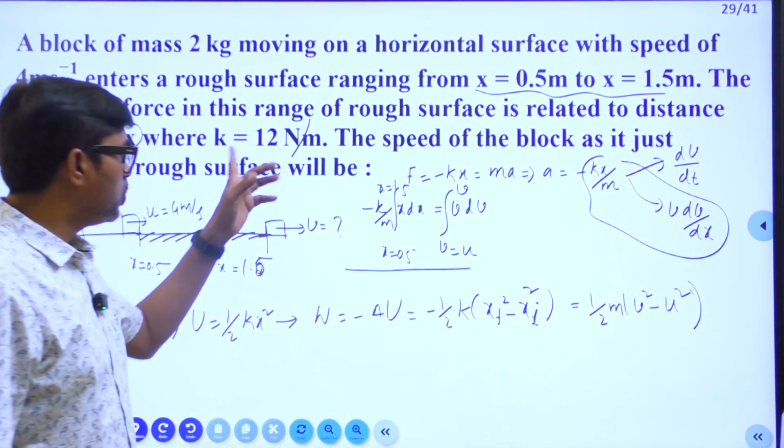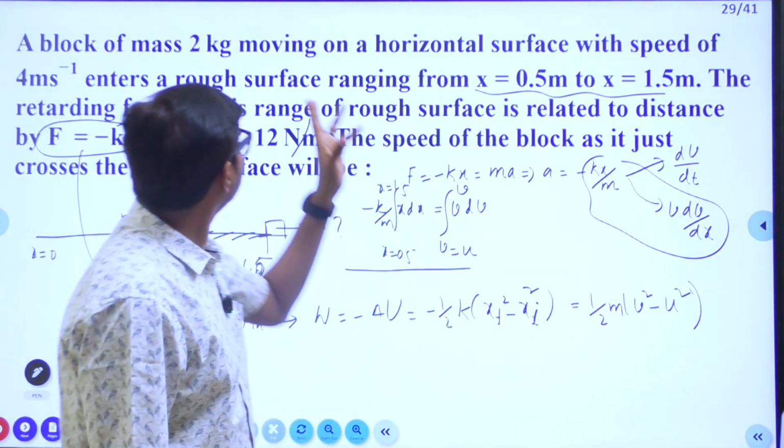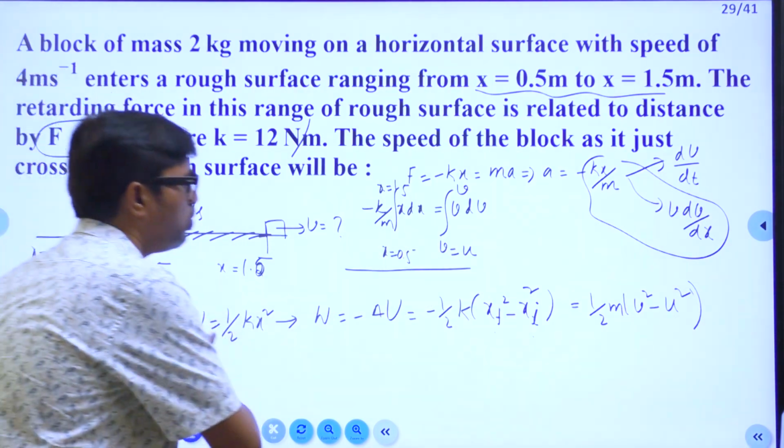So k is given 12, x final is 1.5, x initial is 0.5, mass is given, v we have to calculate, and u is also given there. This is one more method.